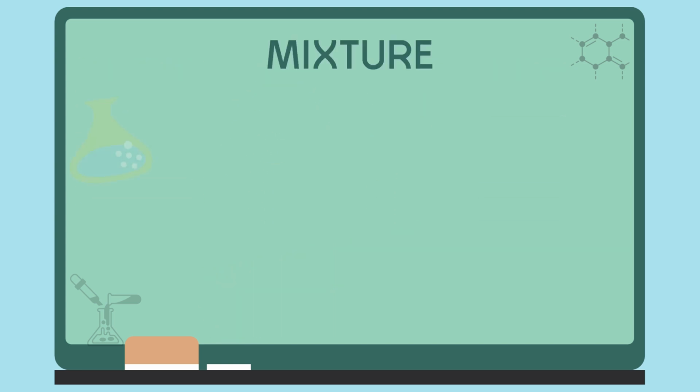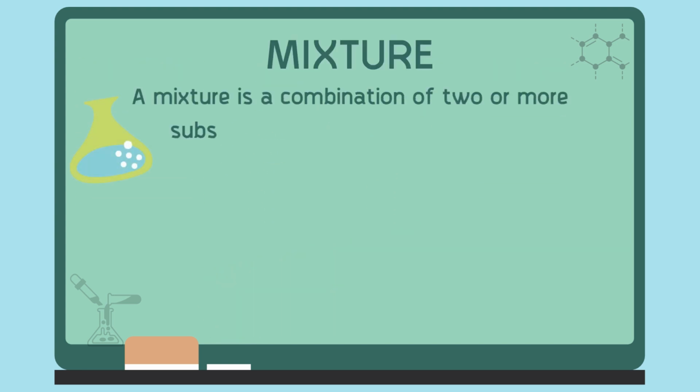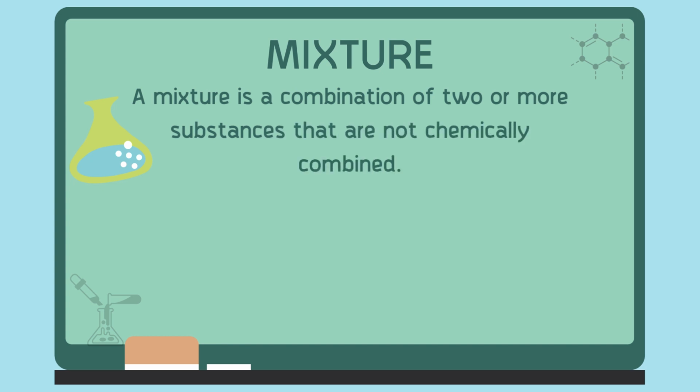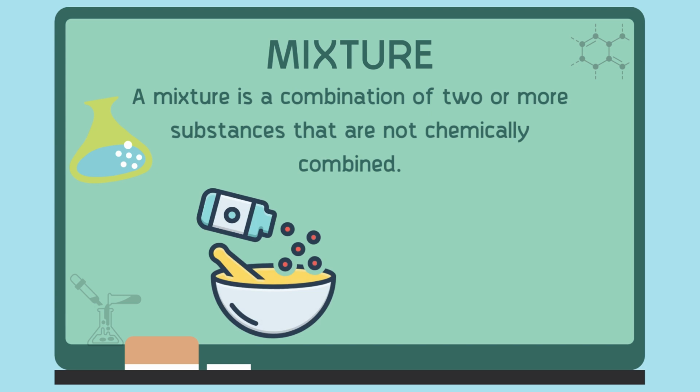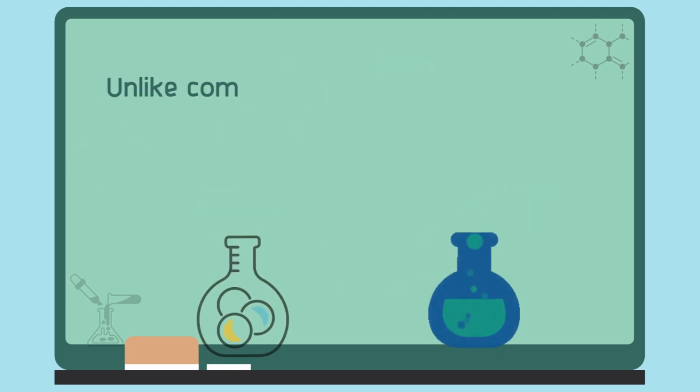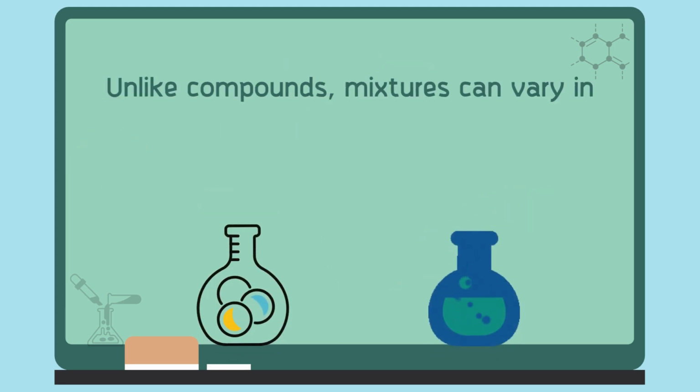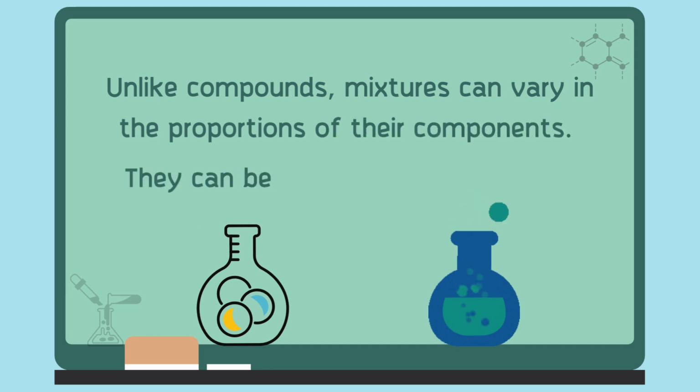A mixture is a combination of two or more substances that are not chemically combined. The substances in a mixture maintain their individual properties and can be separated using physical methods. Unlike compounds, mixtures can vary in the proportions of their components. They can be made up of elements or compounds.